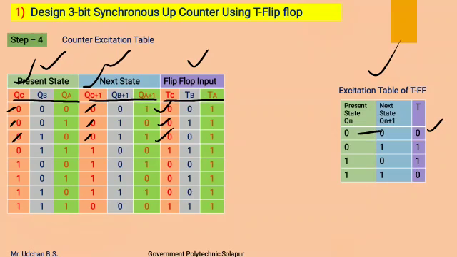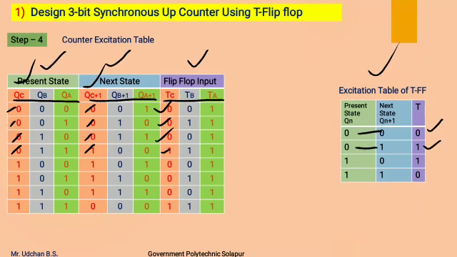Now here for next case, QC is 0, QC plus 1 is 1. So now I will observe the excitation table. Present state is 0, next state is 1. For that T input is 1, so TC will be 1.